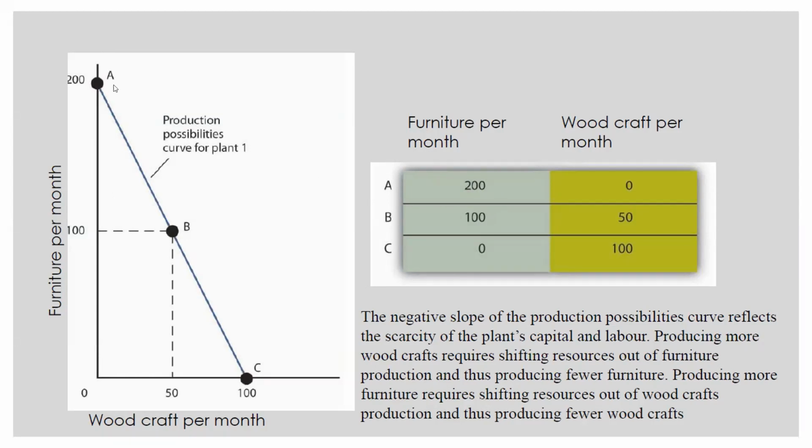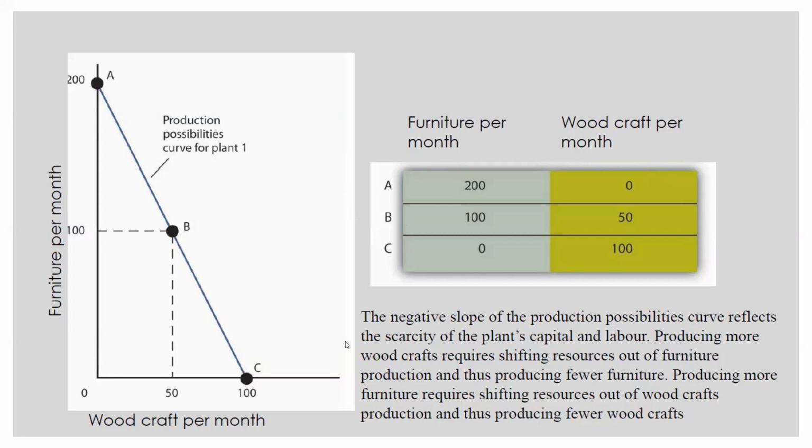In case B, if we utilize all three plants for both furniture and the woodcraft production, then we will be able to produce 100 furnitures per month. At the same time, 50 woodcrafts per month.